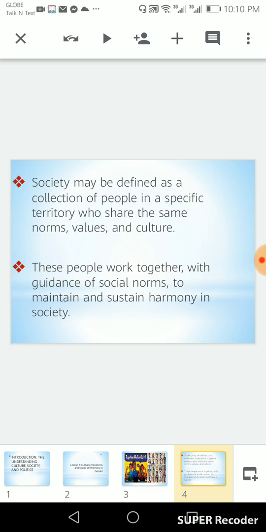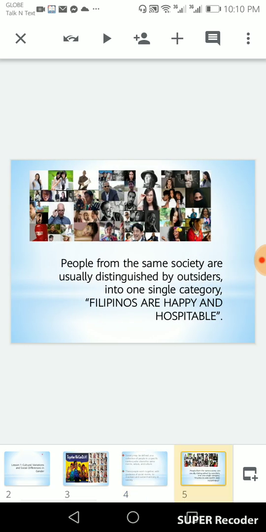So in the society, we have different identities. Okay, kaya nga sa inyuhang introduction, you have different identities. So in the society, ang mga tao, they share the same norms and values. Okay, para masustain ang harmony sa ato ang society.